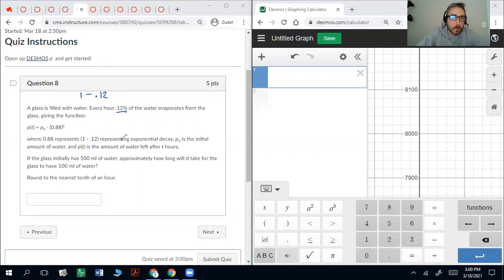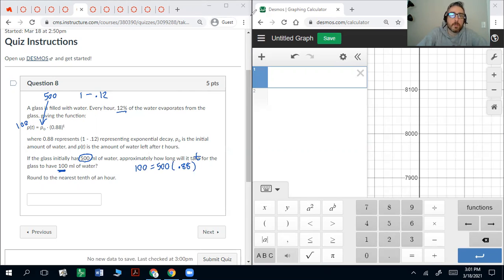And so we have our initial amount, the glass initially has 500 milliliters of water. That's that first number there. And how long is it going to take for the glass to have 100? So this is going to be 100 down out there at the end. So we want to solve this equation: 100 equals 500 times 0.88 to the t power.